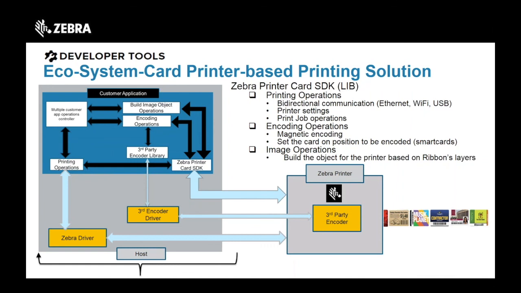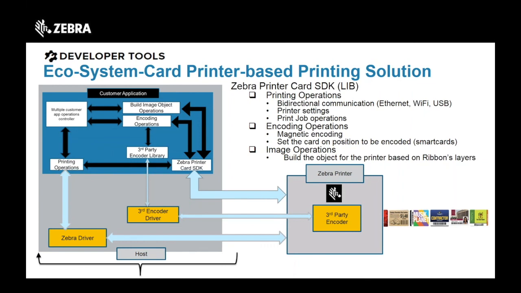The printing operations can be done in two different ways. You can use our Zebra driver, or you can go through the Zebra Printer Card SDK. It depends on your use case and how you are implementing those things. For the printing operations, we provide bidirectional communication through Ethernet, Wi-Fi, and USB. Also, we provide a way that you can set up the printer, modify the settings, and control the job operation of the printing.